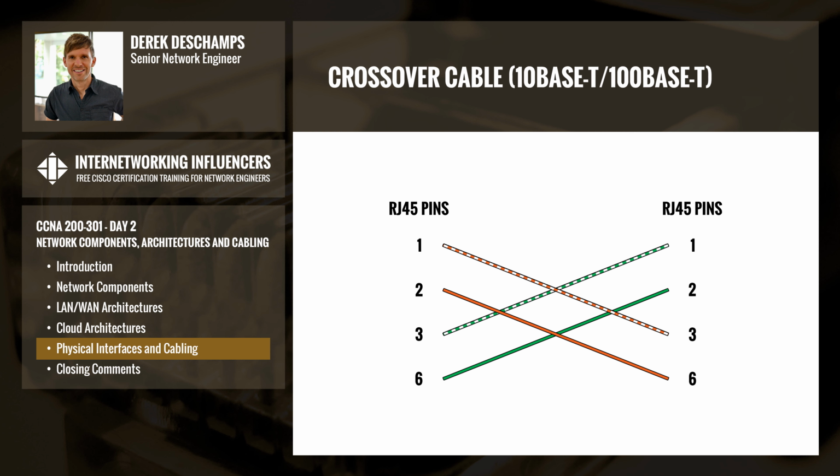A 10-base-T and 100-base-T crossover cable takes the wires connected to pins 1 and 2 on each end of the cable and crosses them over to pins 3 and 6 on the other end of the cable. A crossover cable should be used when connecting 2 devices together that transmit on the same pins. For example, a crossover cable should be used when connecting 2 routers together, since they both transmit on pins 1 and 2.